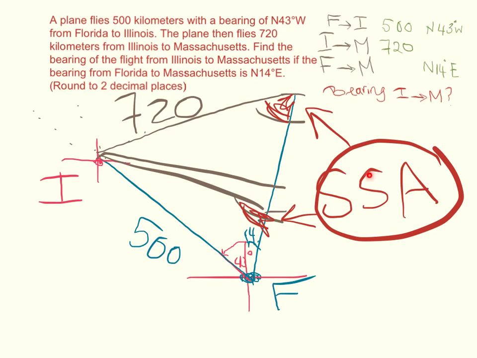Alright, let's clean up our picture on the next slide and just remember that we have a triangle. It's either acute or obtuse, and we have 720. It can be up here or down here, we don't know. And then we have 500, and we have this angle, which actually adds up: 43 plus 14 is 57. Alright, let's see what we can do.